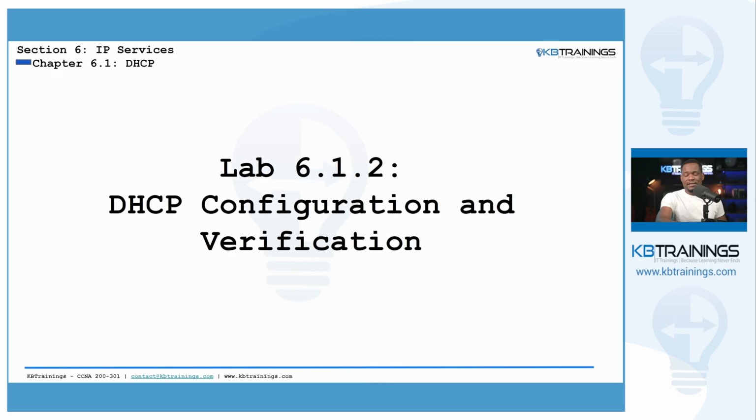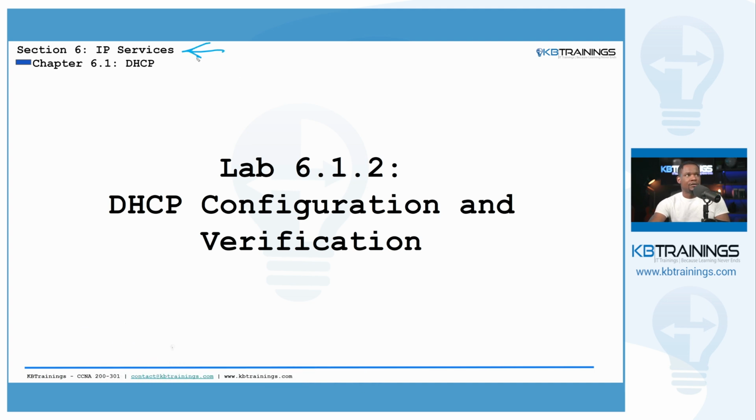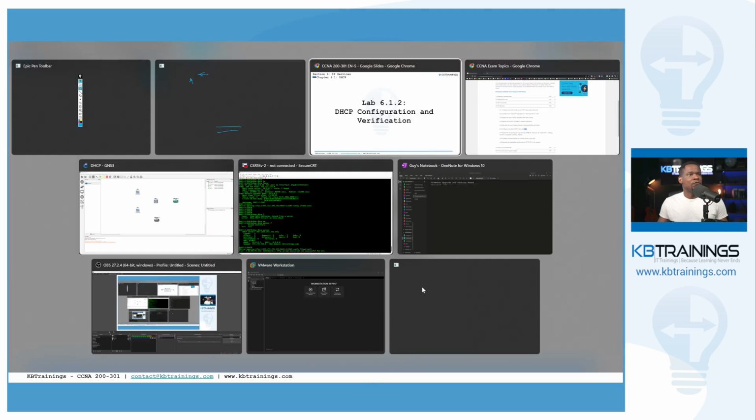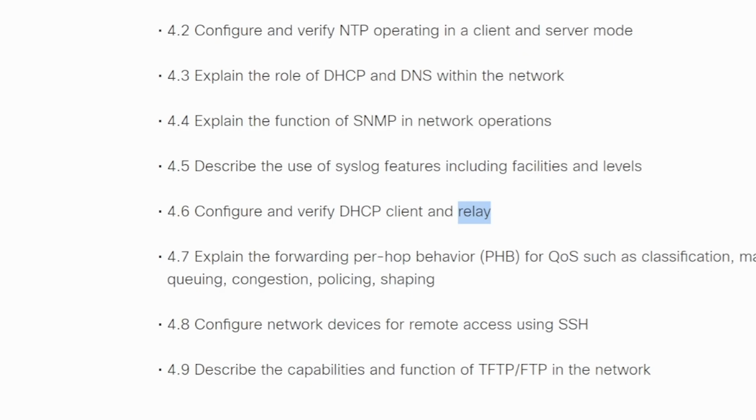Hey, what's up guys? This is Guy here. Welcome to lab number 6.1.2 for our course on the Cisco CCNA 200-301. We are still talking about IP services, specifically about DHCP. Today we're going to do a lab where we're going to configure and verify DHCPv4. And this is from the exam blueprint. If you look at point number 4.6, Cisco is asking us to configure and verify DHCP client and relay.